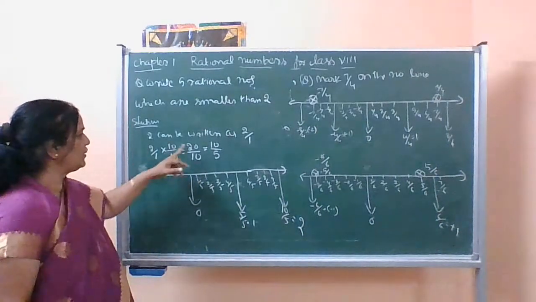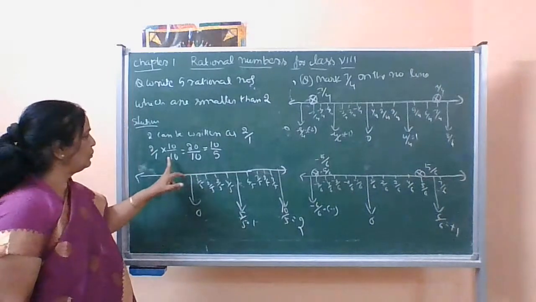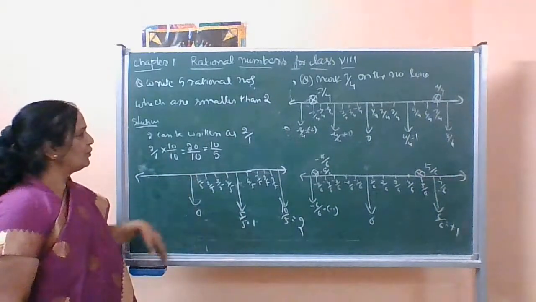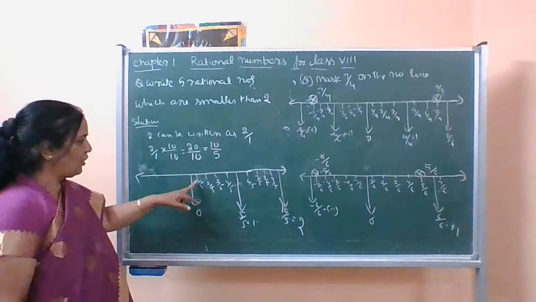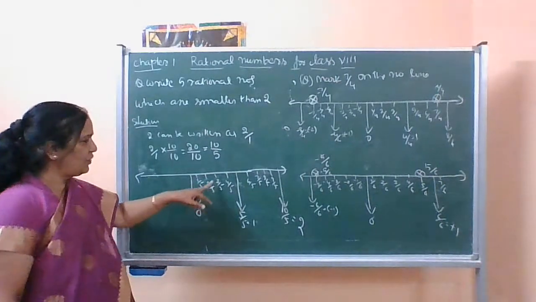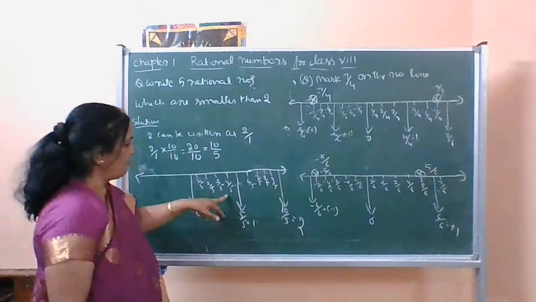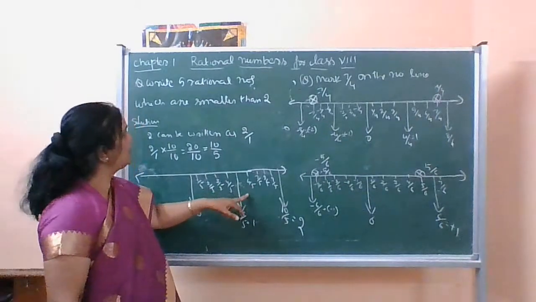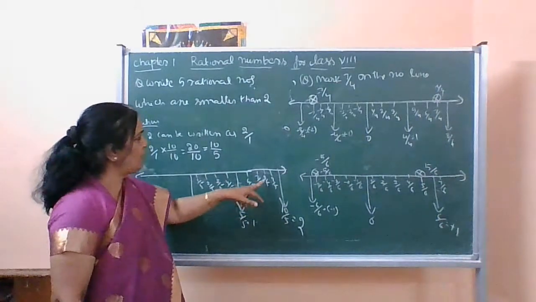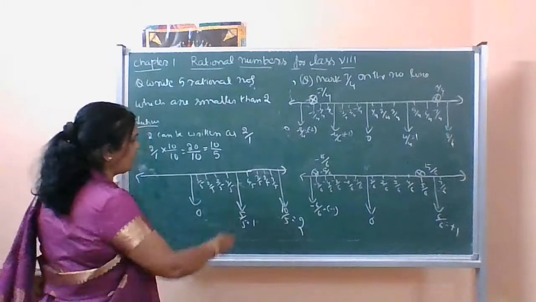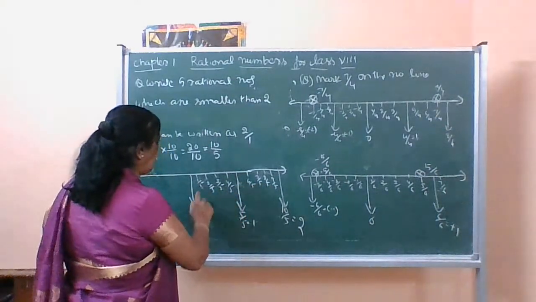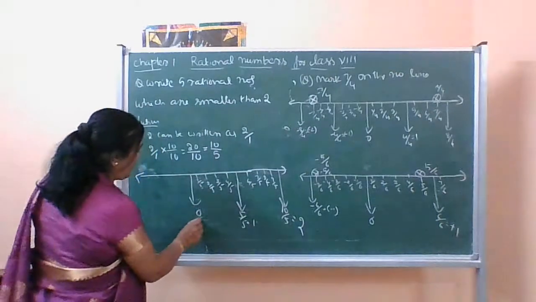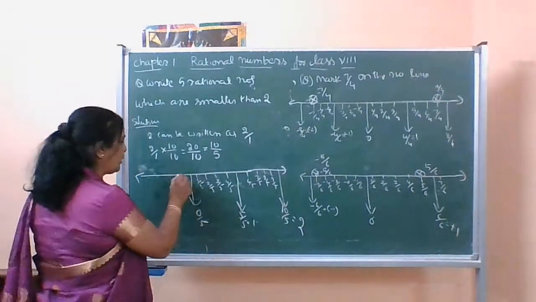2 into 10 is 20 and 1 into 10 is 10. Therefore, this can be written as 10 by 5, 1 by 5, 2 by 5, 3 by 5, 4 by 5, 5 by 5, 6 by 5, 7 by 5, 8 by 5, 9 by 5. How many are there? 1, 2, 3, 4, 5, 6, 7, 8, 9, and this is 0 by 5. If you want, you can write more also.